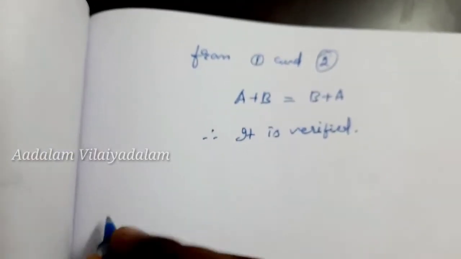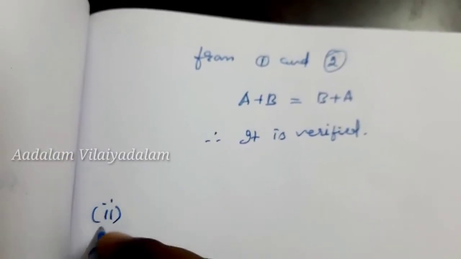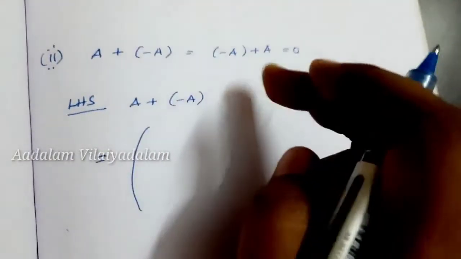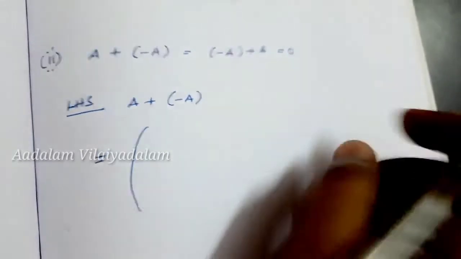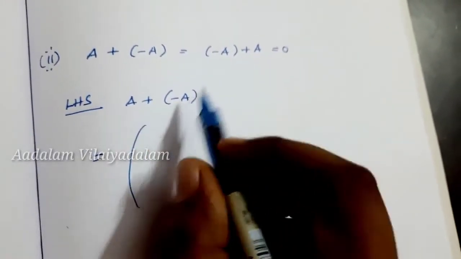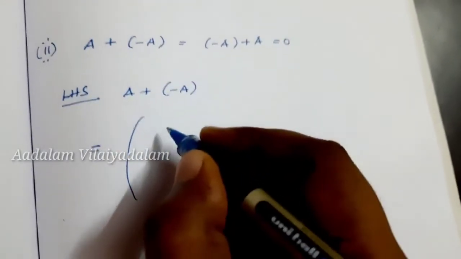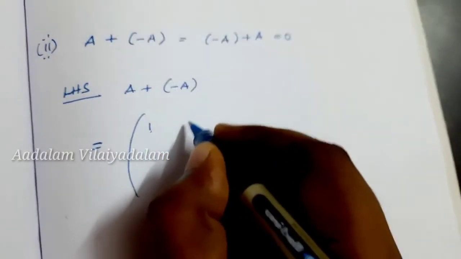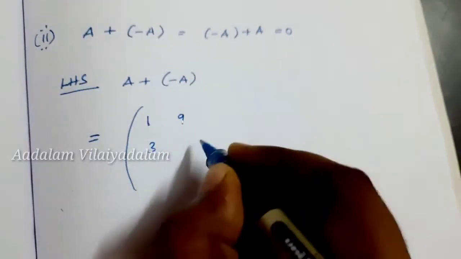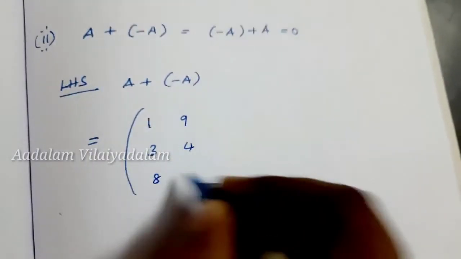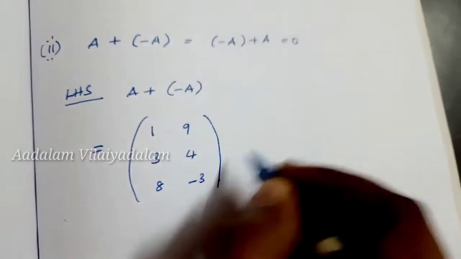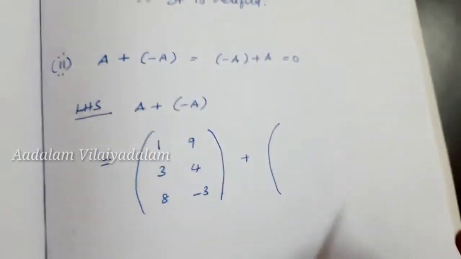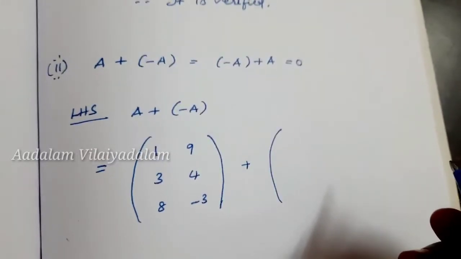Next we could do the second subdivision, that is A plus (minus A) equals minus A plus A equals 0. Let us choose the LHS, that is A plus (minus A). So I am going to write the matrix A, that is 1, 9, 3, 4, 8, minus 3. Then again we write minus A. So what do we mean by minus A?